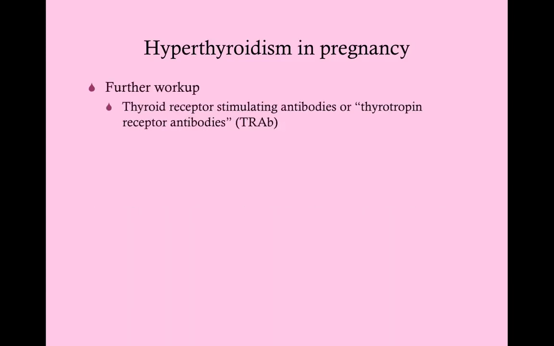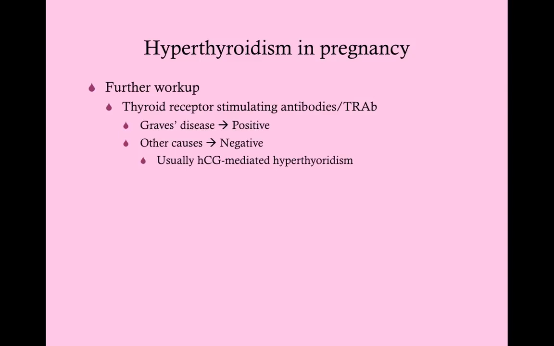So our further workup then is, well, it's our next question. So we know she's got hyperthyroidism. Well, what's the cause? Well, we know that the two common causes of hyperthyroidism are Graves' disease and HCG-mediated hyperthyroidism. Now, assuming you did a good physical exam and you didn't feel any nodules or anything, we can rule that out, and we're down to two things. And so you get this thyroid receptor stimulating antibody, also known as thyrotropin receptor antibody. And if it's positive, you have Graves' disease. If it's negative, then you have to assume other causes. And those other causes, usually HCG-mediated hyperthyroidism. And there are different variants of HCG-mediated hyperthyroidism. You're not going to be asked that on the test.